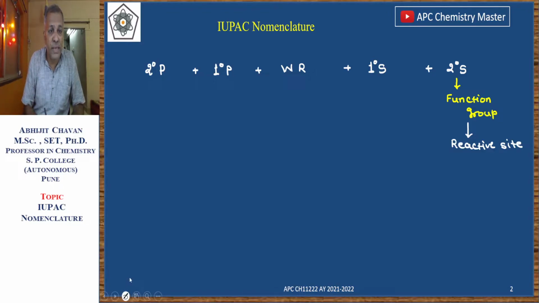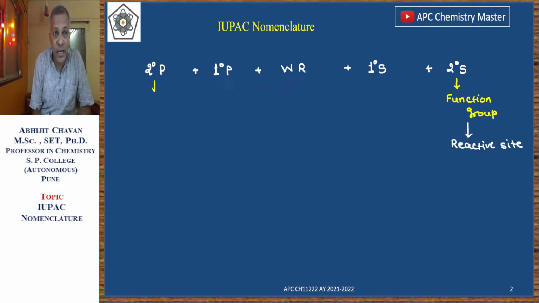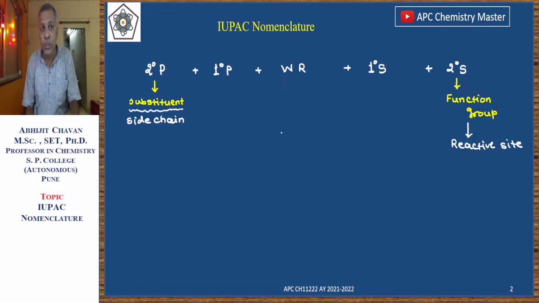Let's continue with the second part. What is the second part? After completing the suffix, let us come to the prefix, the secondary prefix. What does this secondary prefix tell me about? The secondary prefix gives me an idea about the substituent. What do you mean by substituent? A substituent is nothing but the side chain. Side chain is nothing but something attached to the main chain. Some substituents shoot out from the main chain and are attached. Those are called side chains.